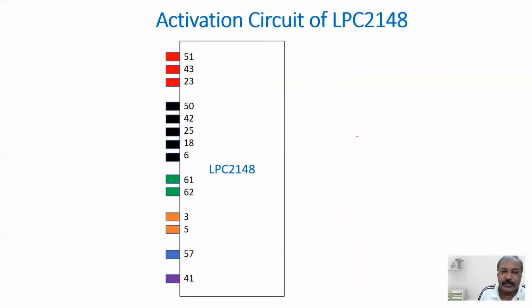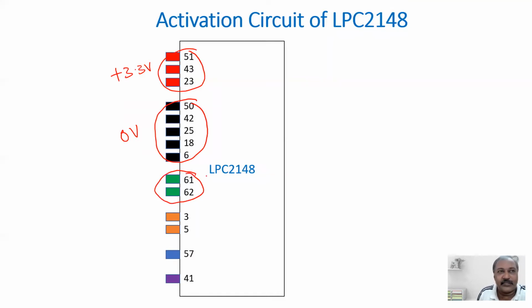Now, with regard to the pin details, pin numbers 51, 43 and 23 are concerned with providing the power supply for the microcontroller. So we are expected to connect 3.3 volt DC to these pins, and pin numbers 50, 42, 25, 18 and 6 are the ground lines. So we are supposed to connect 0 volt, or ground, there. Pins 61 and 62 are concerned with the main crystal, pins 3 and 5 are concerned with the RTC crystal, pin 57 is my active low reset, and the 41st pin is reserved for the ISP pin.